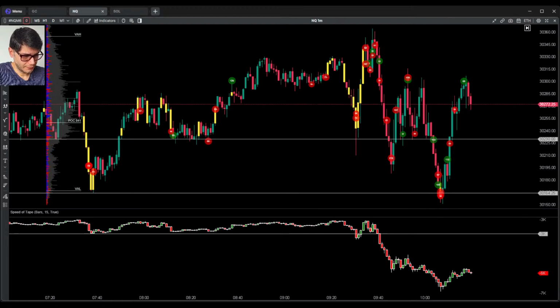Same as yesterday, I would like to see if the same scenario persists today. A dip to this level, I'll be a buyer in here. The point of control, where's the point of control?